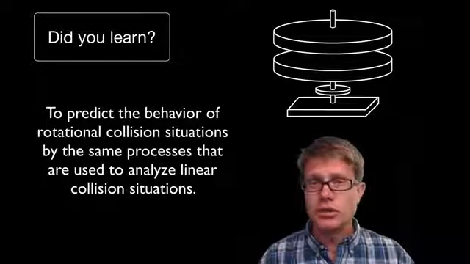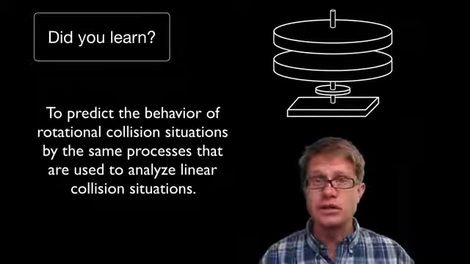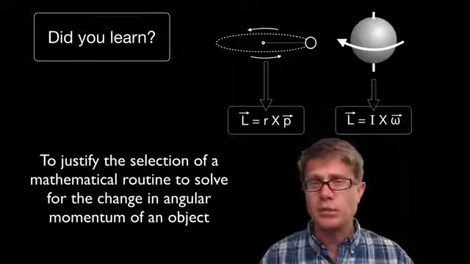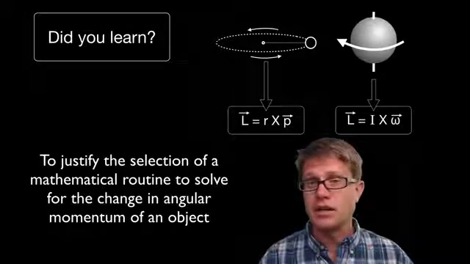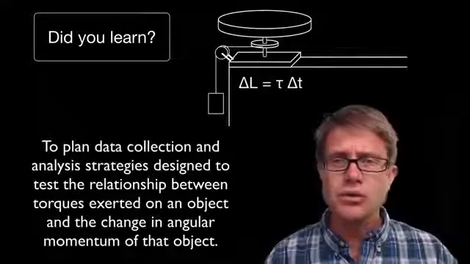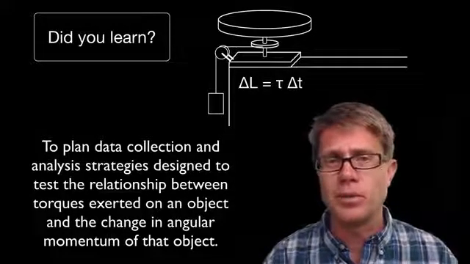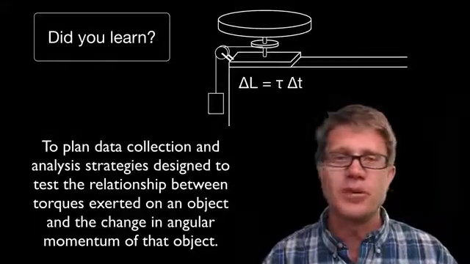So did you learn to predict the behavior of objects in a collision as they conserve angular momentum? Could you calculate the angular momentum of both a point object and an extended object? And also, could you use torques and changing torques to see how that impacts the angular momentum of the object? I hope so, and I hope that was helpful.